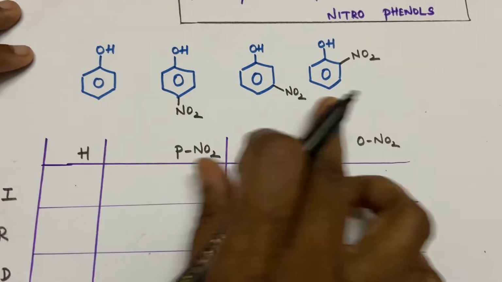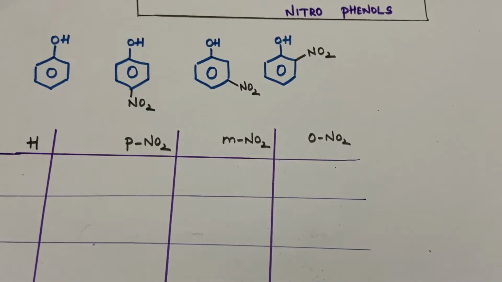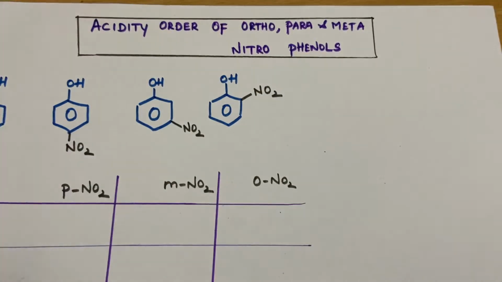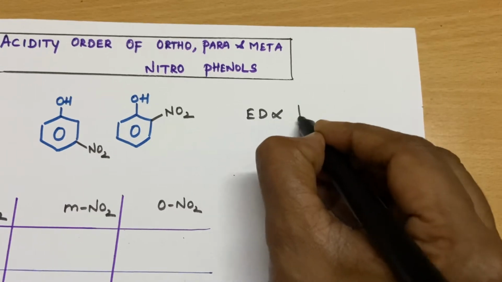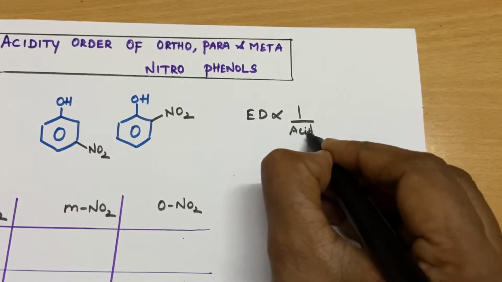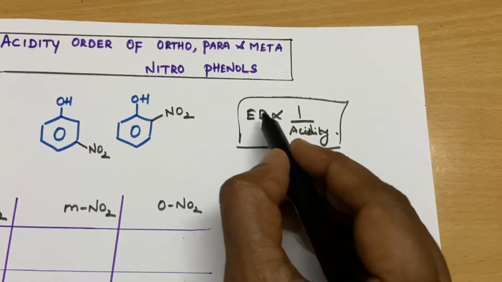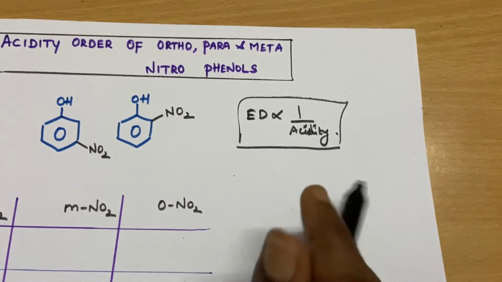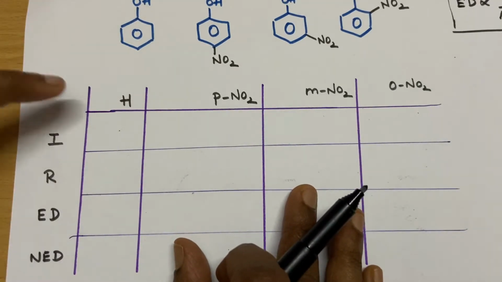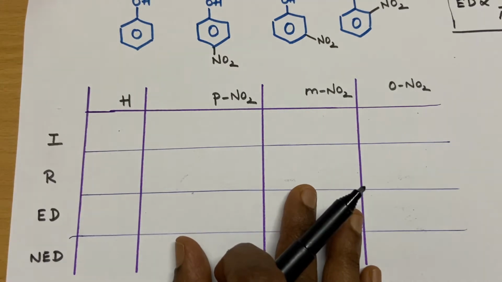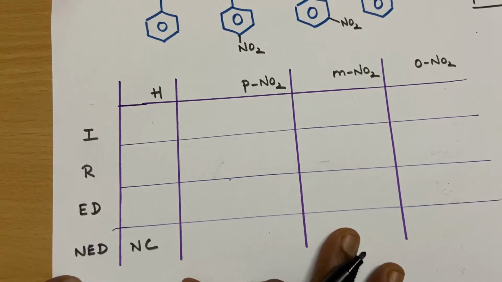So I have written all the substituents. The electronic effects are going to decide the electron density, and I am telling you the electron density is inversely proportional to the acidity of the phenols. Lower the electron density on the oxygen, greater will be the acidity. So we have to check. For phenol, the substituent is hydrogen, so there will not be any change. No change in the net electron density.